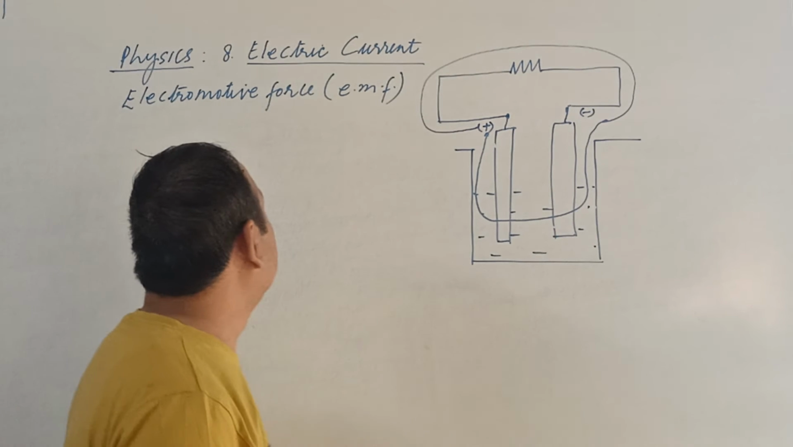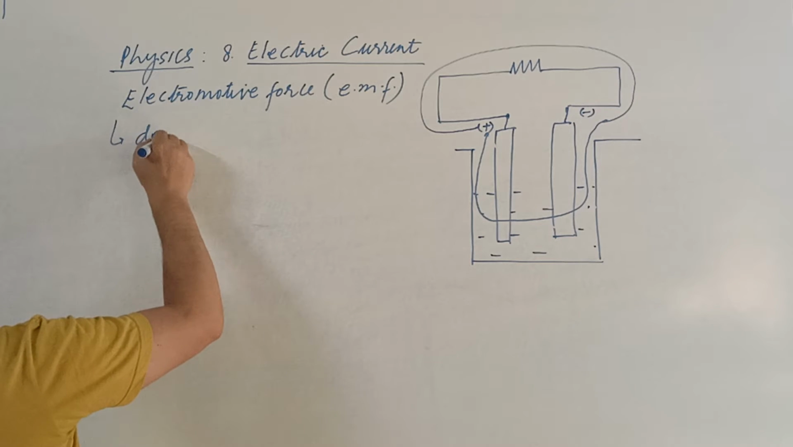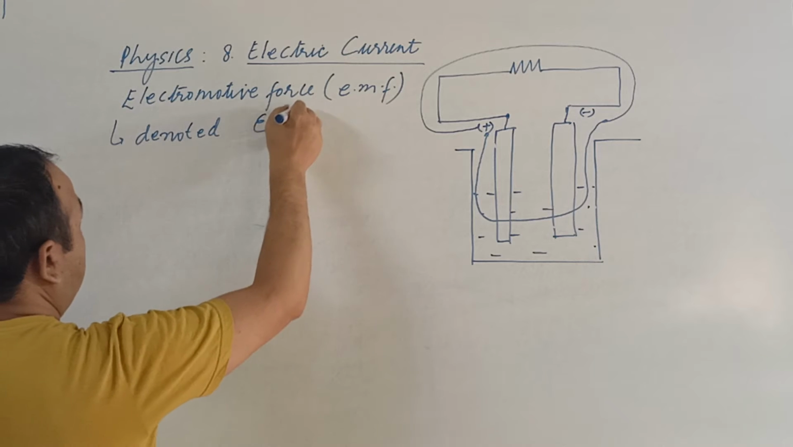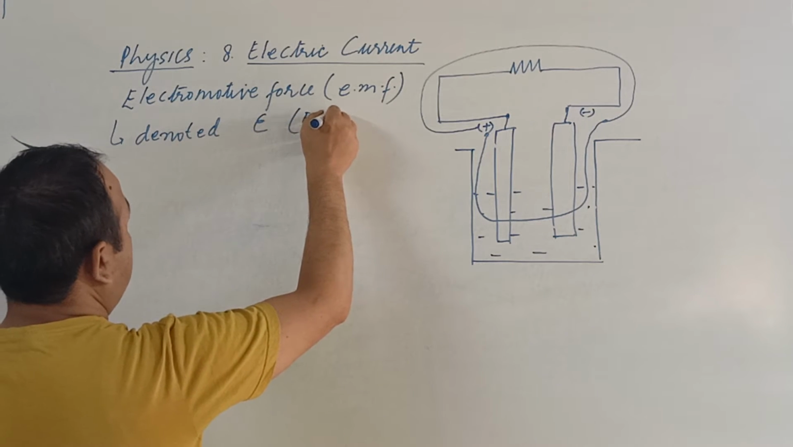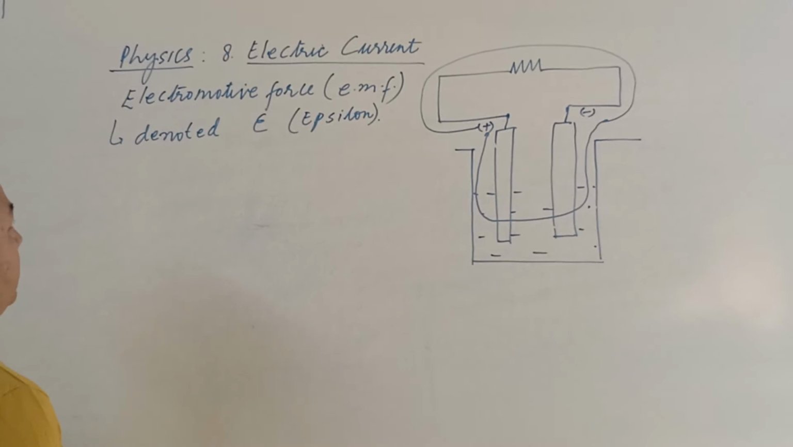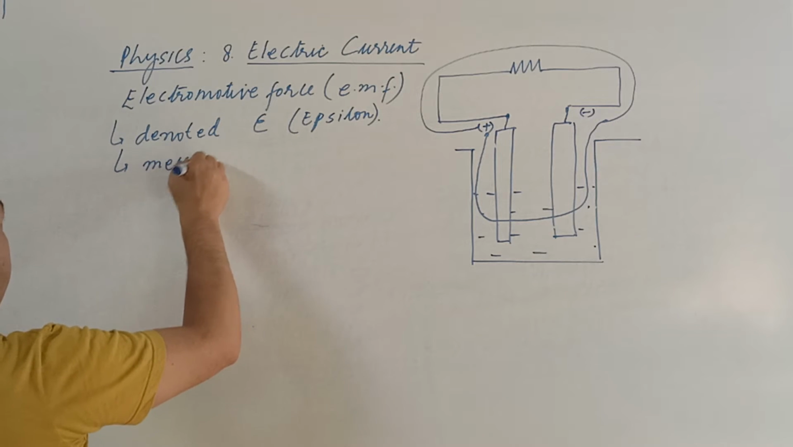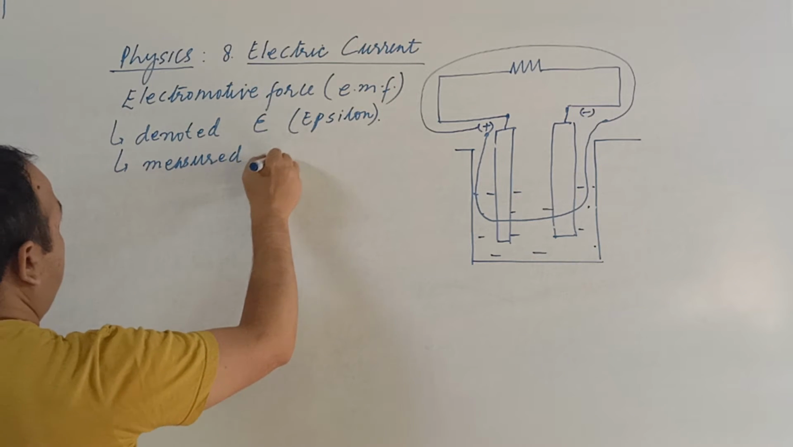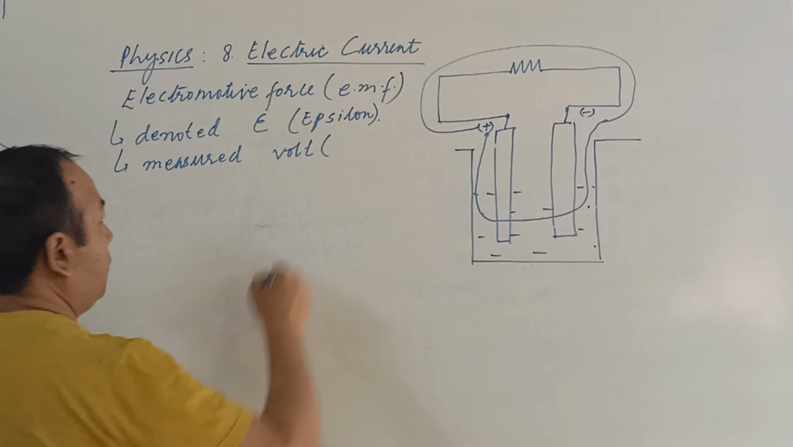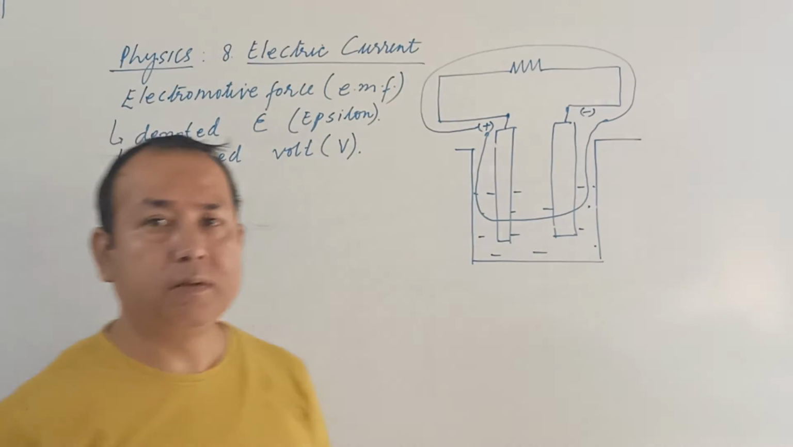From here, first we need to understand that it is denoted by the symbol epsilon. Its SI unit is like that of potential difference, which is volt. It is measured in volt, that is V. If you are asked for the SI unit of EMF, you need to write volt.